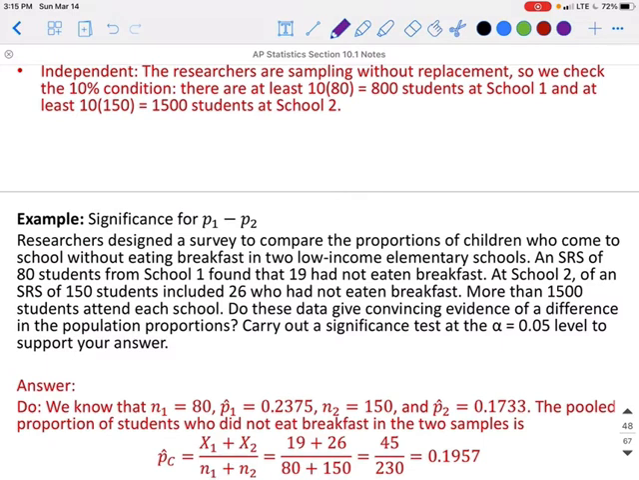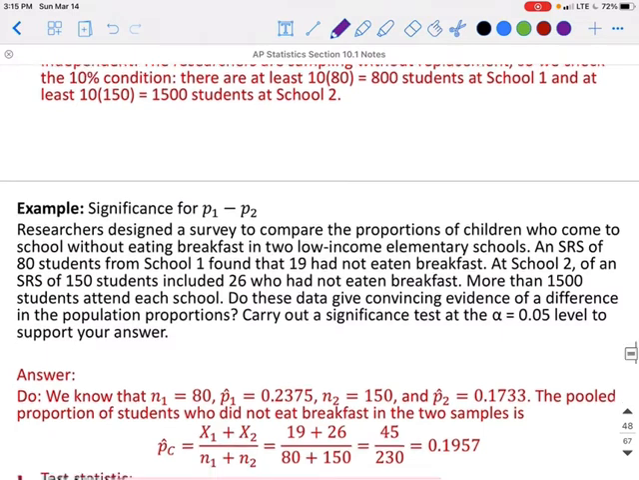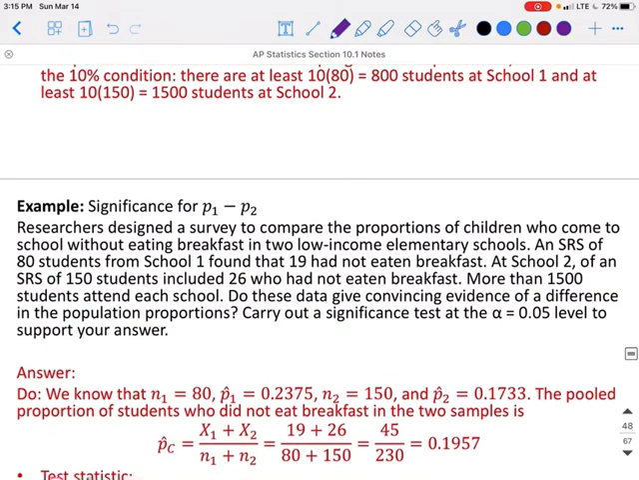For the pooled proportion of students who did not eat breakfast in the two samples, we can find our p hat sub c, which is equal to the number of successes in group 1 and group 2 added together over the sample sizes of group 1 and 2 added together. So 45 out of all 230 students who were sampled did not eat breakfast. So our p hat sub c is 0.1957.